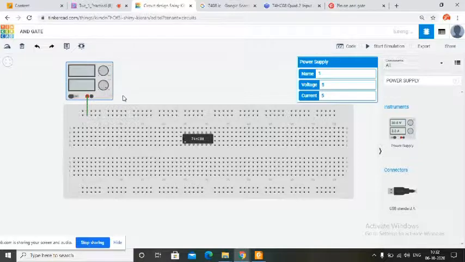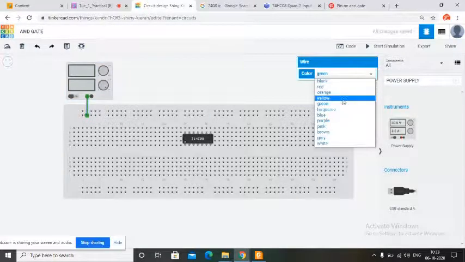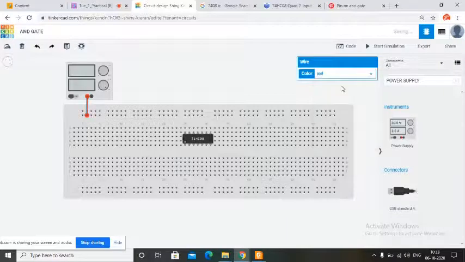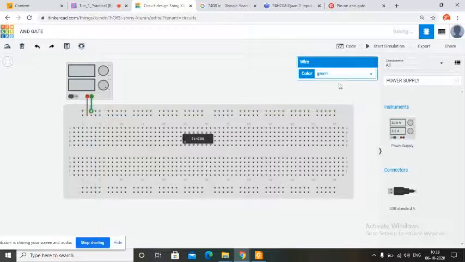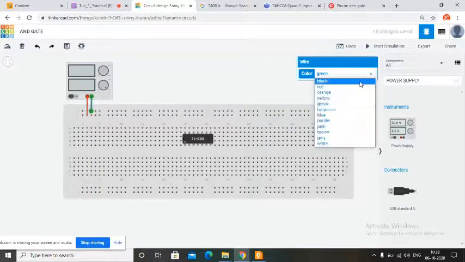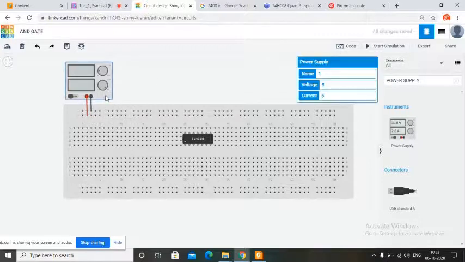So the red of the power supply you will connect with the positive, and you can also change the color of the wire. Just click on the wire, and then you can change the color. Okay, sir. So it will become red, and then you will connect black with the negative one, right? Because these are the negative. So now the entire upper row will have supply.